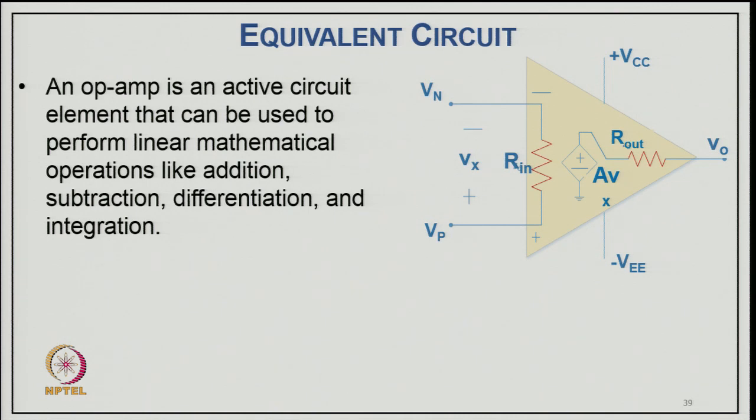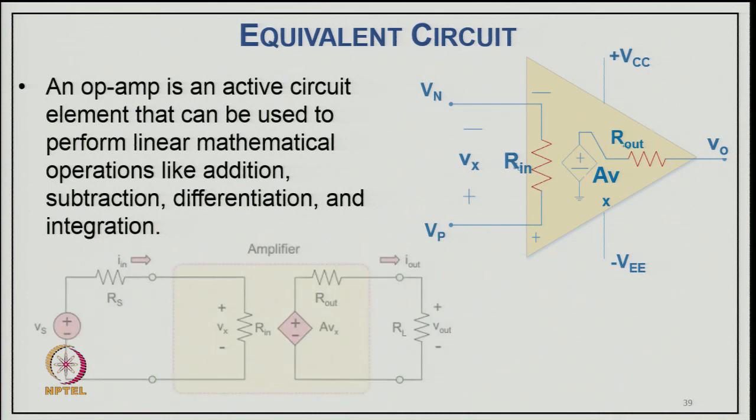Now, defining the equivalent circuit of an operational amplifier, which we have already seen earlier. The operational amplifier is an active circuit element that can be used to perform linear mathematical operations like addition, subtraction, differentiation and integration. You can see the symbol: we have a differential input, V minus and V plus, the negative input and the positive input, and this difference we call the applied voltage V_x. It goes to the input impedance, then it is multiplied by the gain A_V, and then through the output resistance it goes to the output. We have a plus and minus power supply here, which is responsible for amplifying, and there is also saturation: if the amplified voltage is more than the supply voltage, it will certainly saturate, at the input or output, depending on the signal.